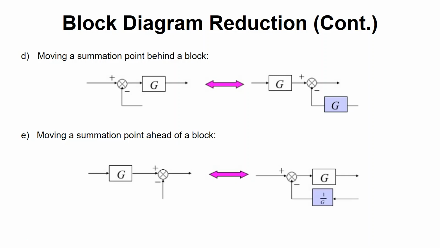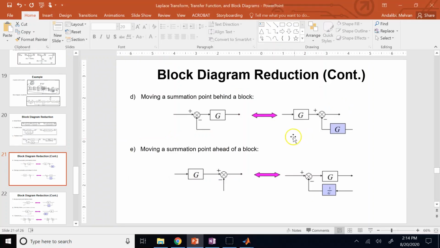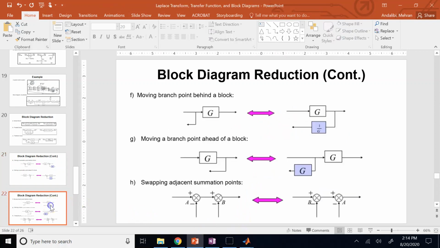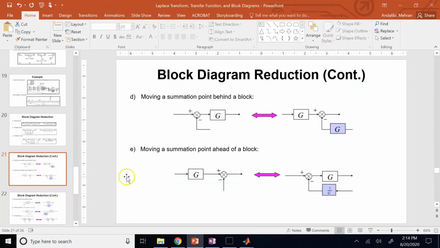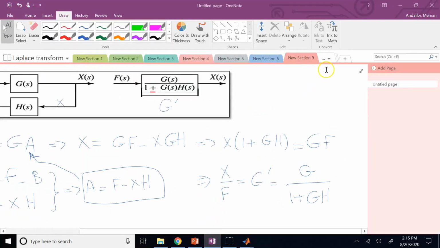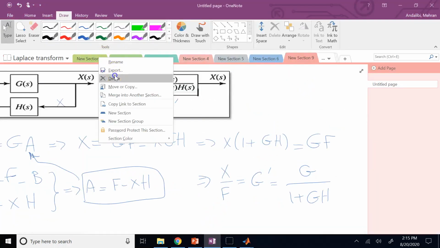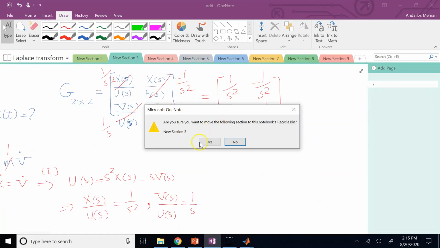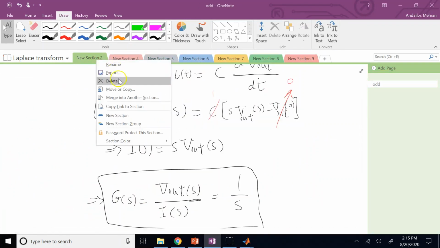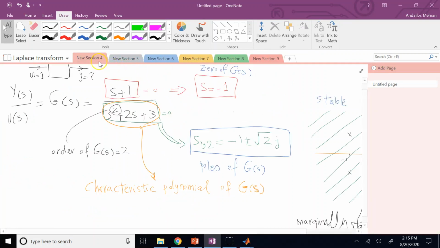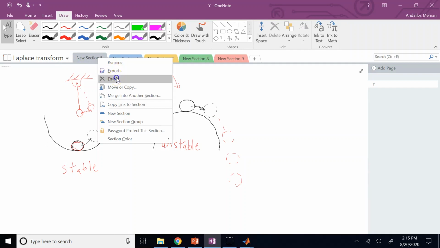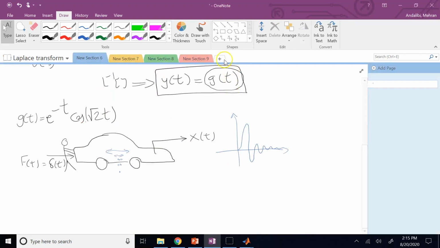Why is that? So let me show you that one as well. At least one of them. So moving a summation point, and then the next one is moving a branch point. I just want you to see them without just accepting them from me just because I say so. Never do that in my classes. Always ask for a reason, a proof or something, okay? Not only in my class, in any other class. Always ask for a reason.